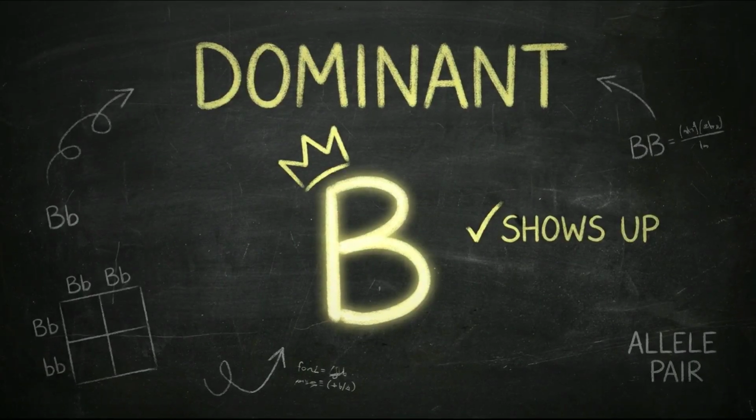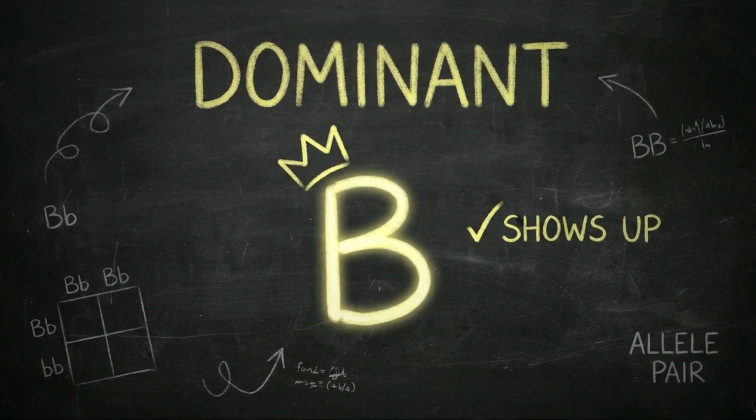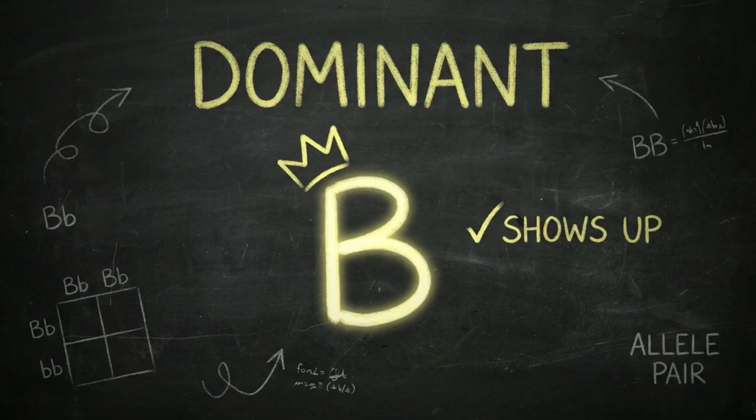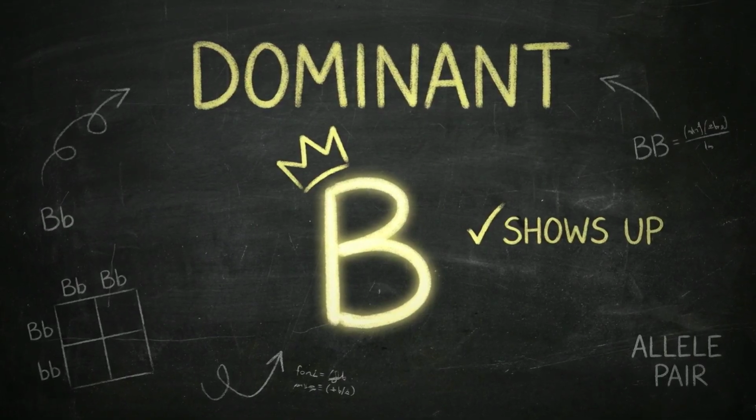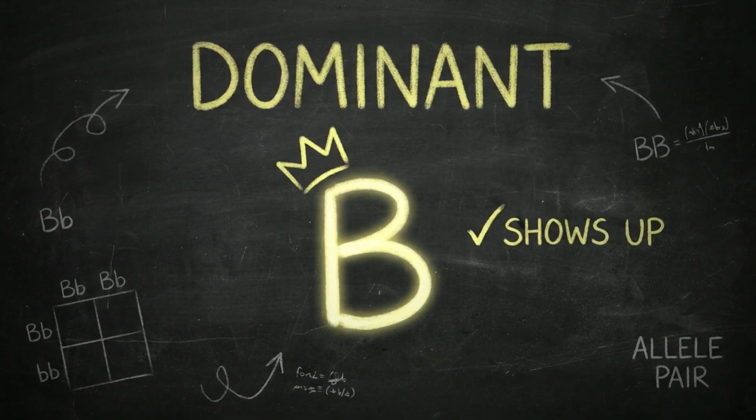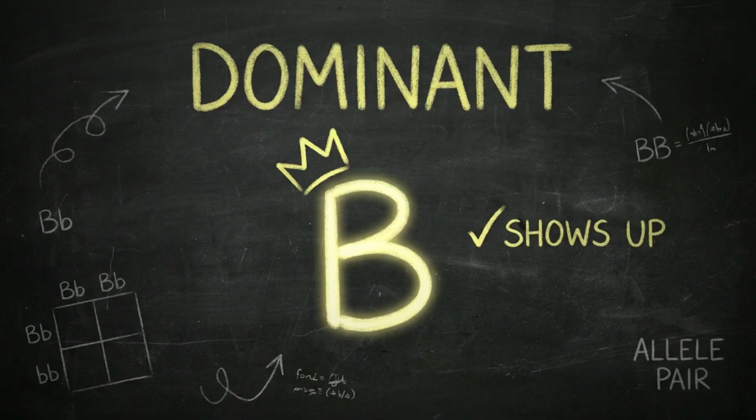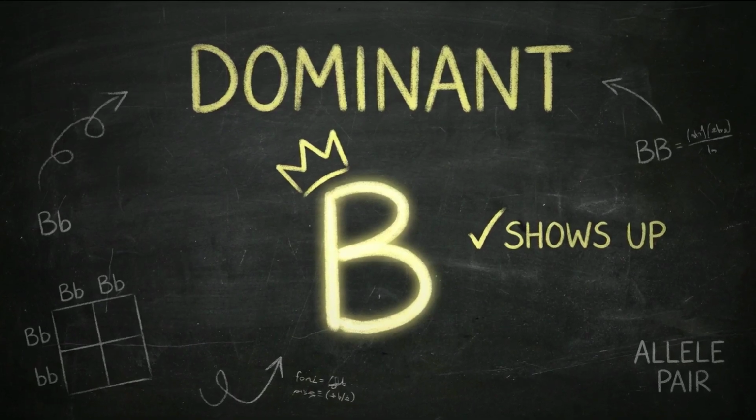Word 3. Dominant. When 2 different alleles are present in the same individual, the dominant allele is the one that actually shows in the physical appearance. We always write dominant alleles as uppercase letters. Capital B for brown eyes, if brown is the dominant allele.